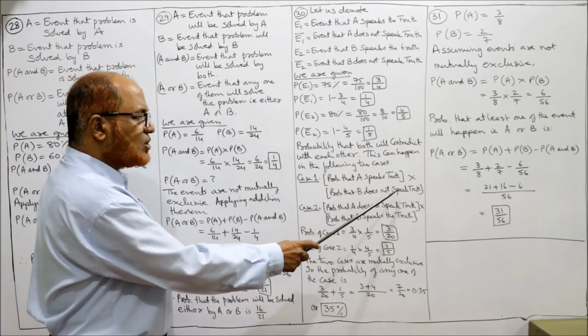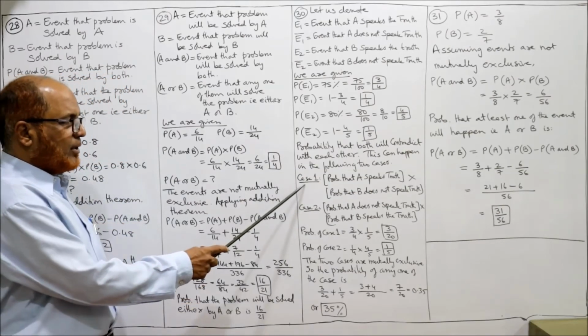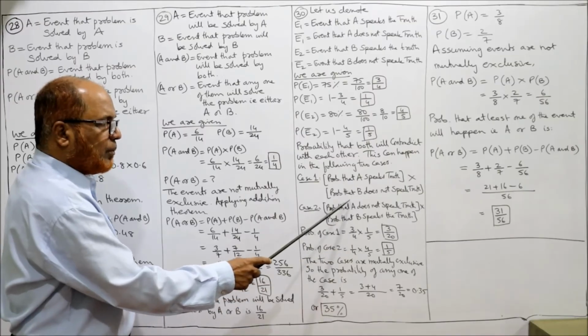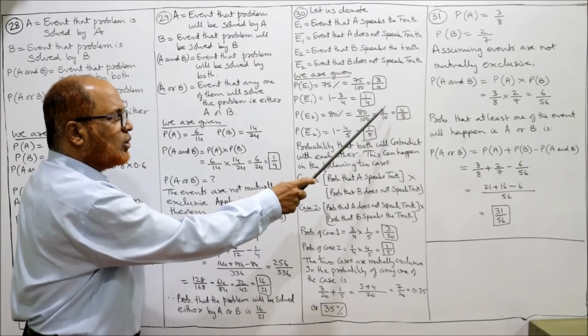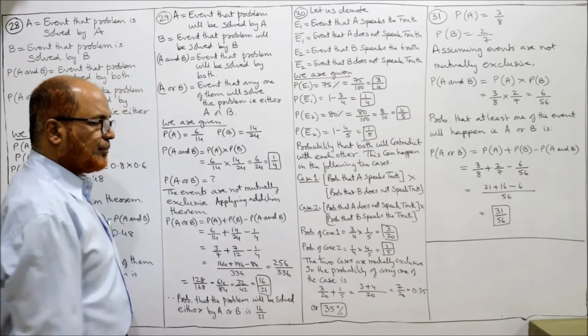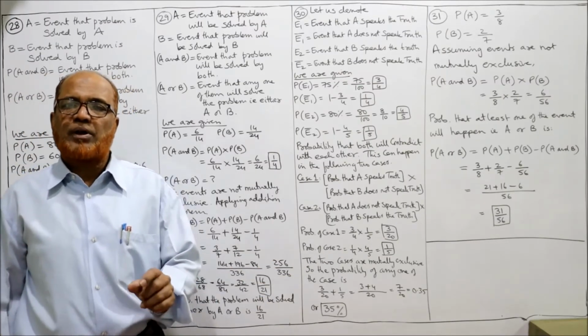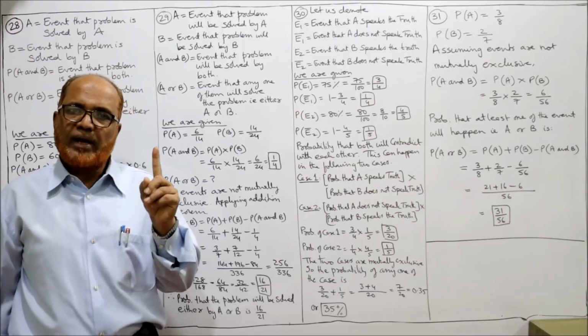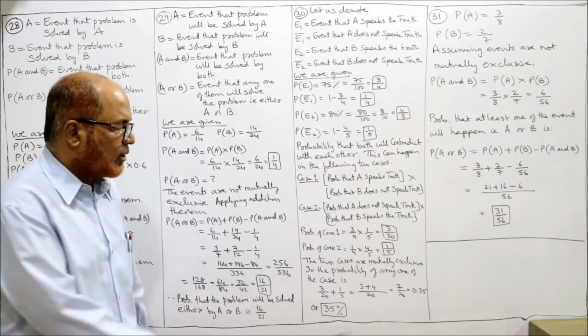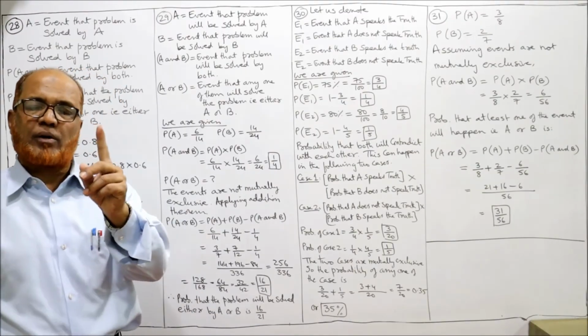Probability that B does not speak the truth. In case 1, the probability that A speaks the truth we have written 3/4. Probability that B does not speak the truth is 1/5. So 3/4 into 1/5 is 3/20. So 3/20 is the probability of case 1, where A speaks the truth and B does not speak the truth. Multiply both, 3/20 is the probability of case 1.